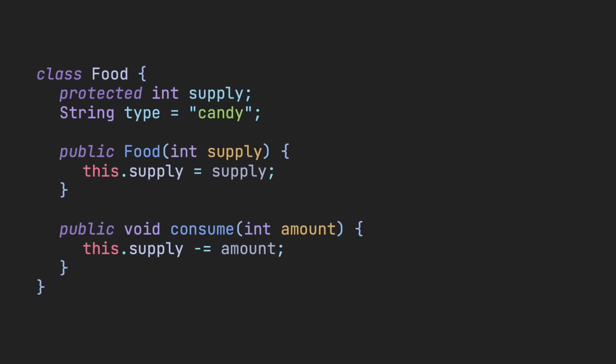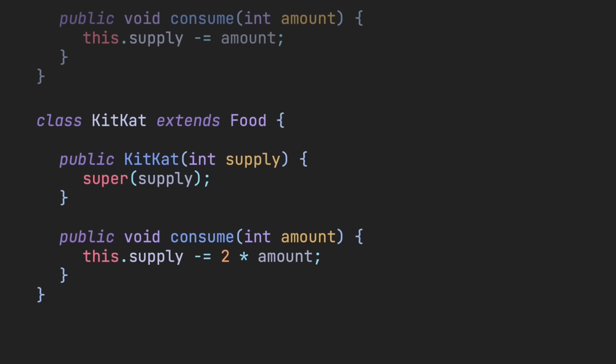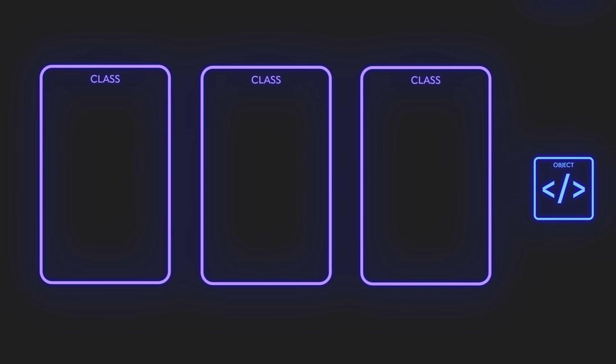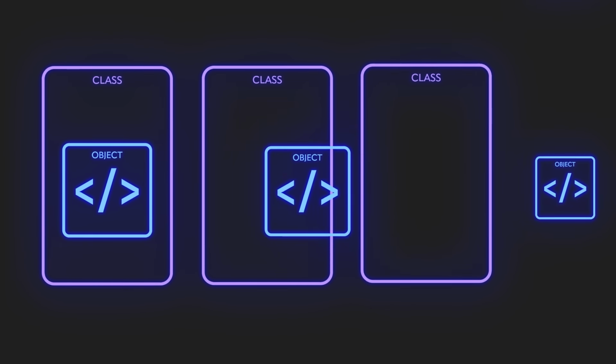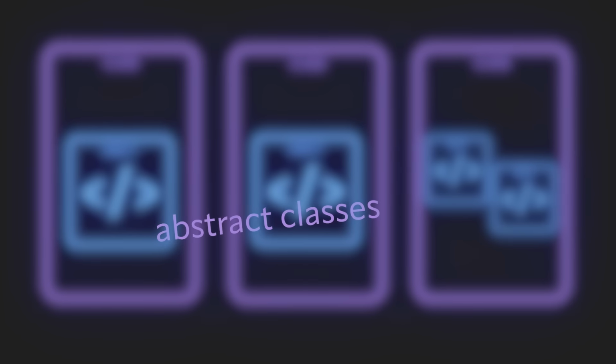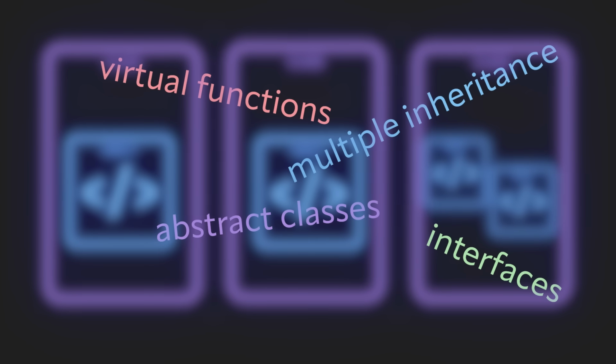Most classes are even more powerful than they look, as they can be extended to make more subclasses. Here, KitKat can extend from food. With KitKat, everything is the same except the consume function is overridden. While this specific example is extremely simple, an object-oriented design allows for flexible code reuse. Object-oriented programming can be made more robust with features like abstract classes, interfaces, virtual functions, multiple inheritance, and more, but that's beyond the scope of this video.